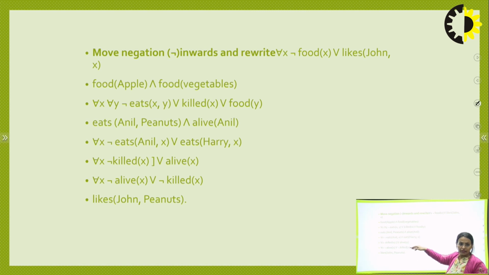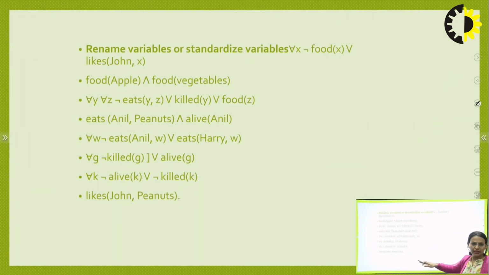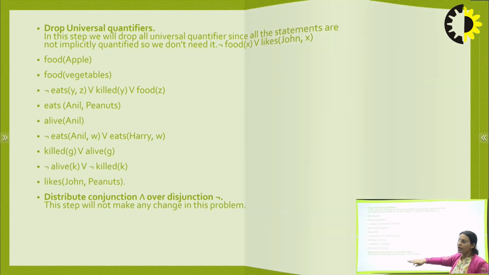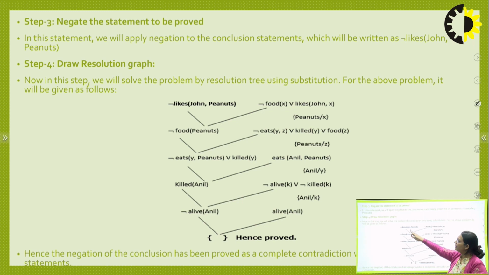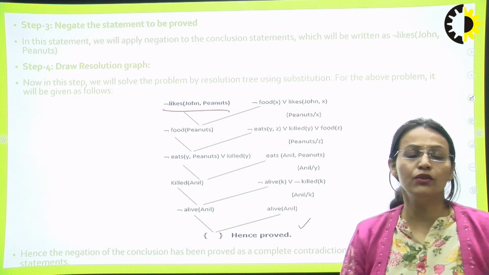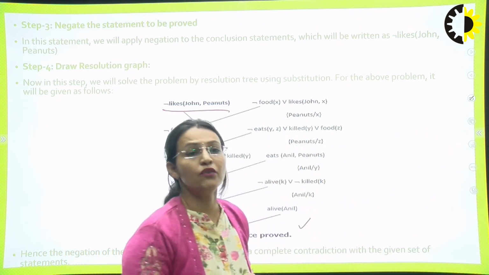I am moving the negation sign. That means I'll check out the negation sign internally or externally. Then finally I try to rename the things, and then universal quantifiers are being dropped out, and finally I try to make that resolution graph. That means I'm taking the clauses one by one. That means what I am going to prove is being negated, then I'll take clauses one by one, cancelling out the common conflicting terms, and finally I've reached the conclusion that the clause is empty. And finally you can say the conclusion is I have the complete contradiction with the given set of statements.